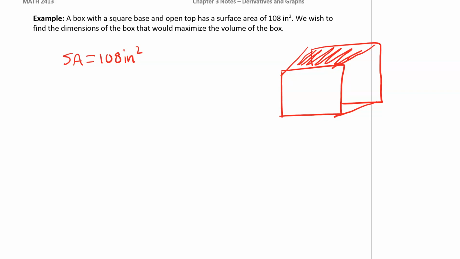We wish to find the dimensions of the box that would maximize the volume. So that means that volume is our primary equation. This is the one whenever you see the word maximize, you want to be taking the derivative of. And that means surface area is just our secondary equation that's going to help us to solve for one variable. So let's first start with that surface area.